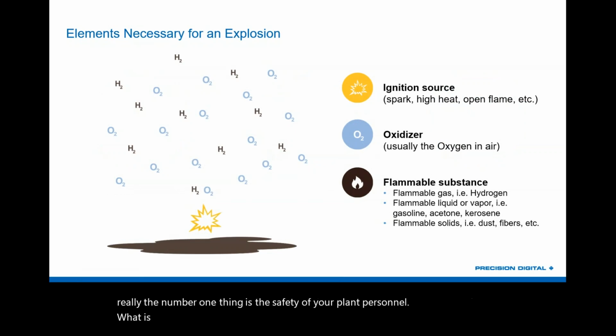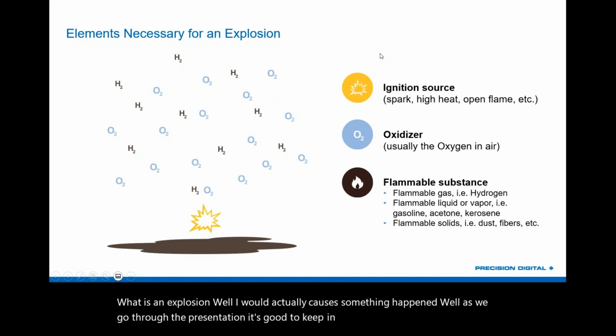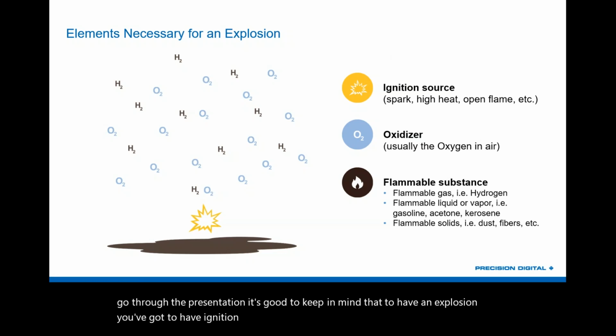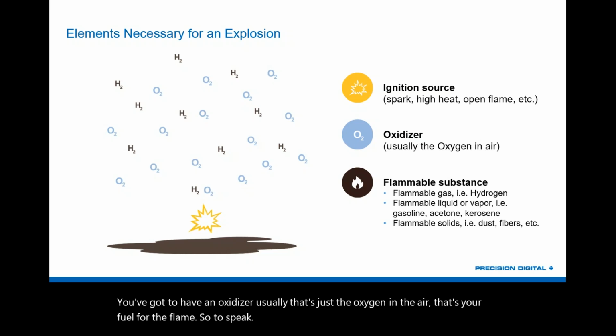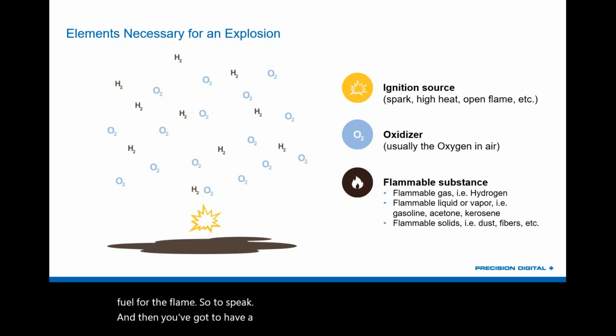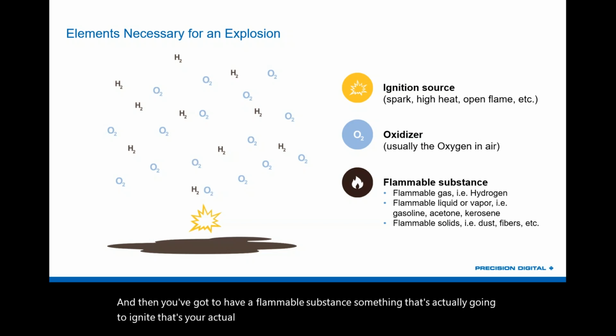So what is an explosion? What actually causes something to happen? Well, as we go through the presentation, it's good to keep in mind that to have an explosion, you've got to have an ignition source, meaning something that's actually providing that heat or that power to ignite the atmosphere. You've got to have an oxidizer, usually just the oxygen in the air. And then you've got to have a flammable substance, something that's actually going to ignite. That's your actual hazardous material, your fuel, so to speak.